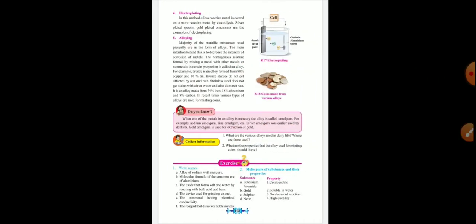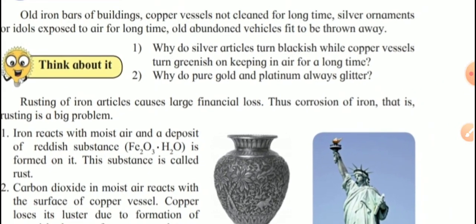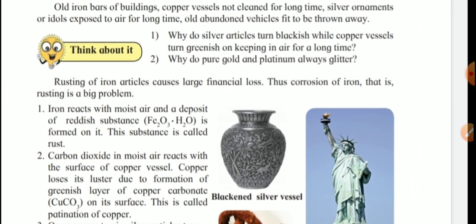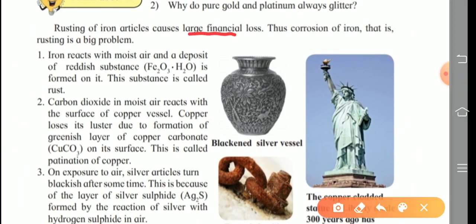So come back to the textbook, page number 106. See the explanation. So we learn the answer of this. Think about it. Now, rusting of iron articles causes large financial loss. Thus, corrosion of iron, that is rusting, is a big problem.